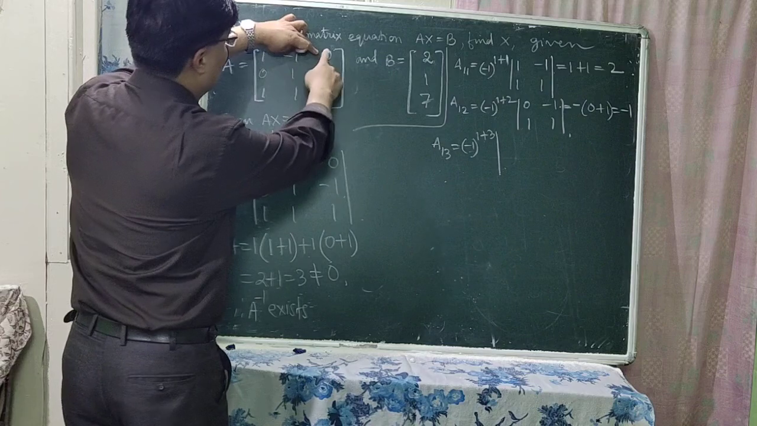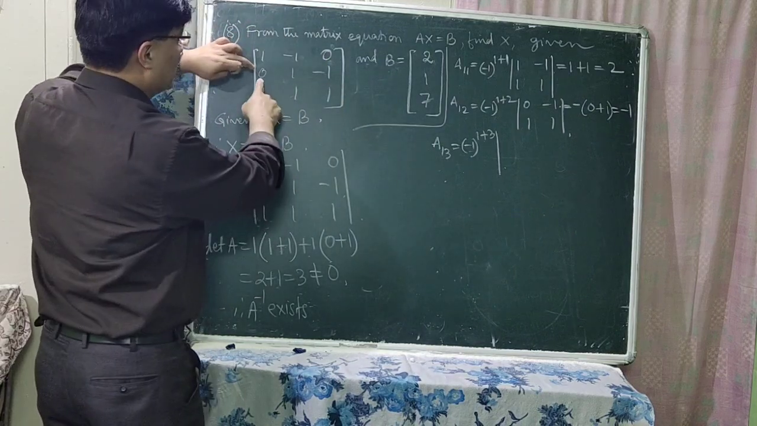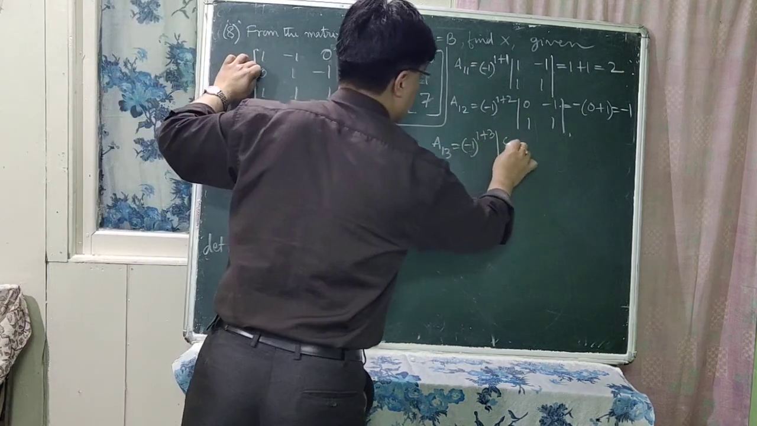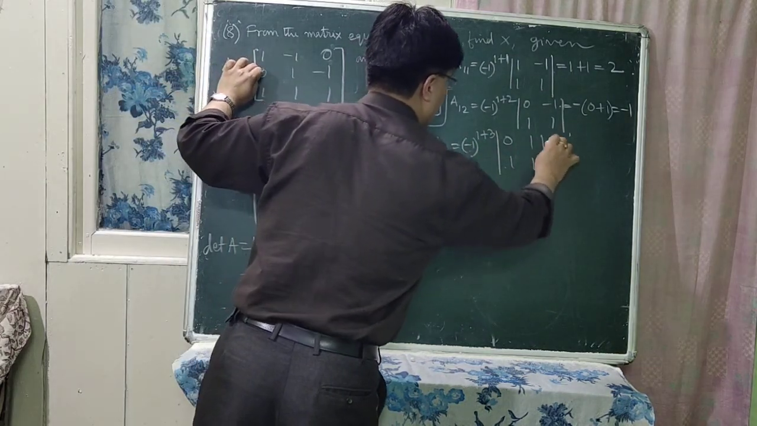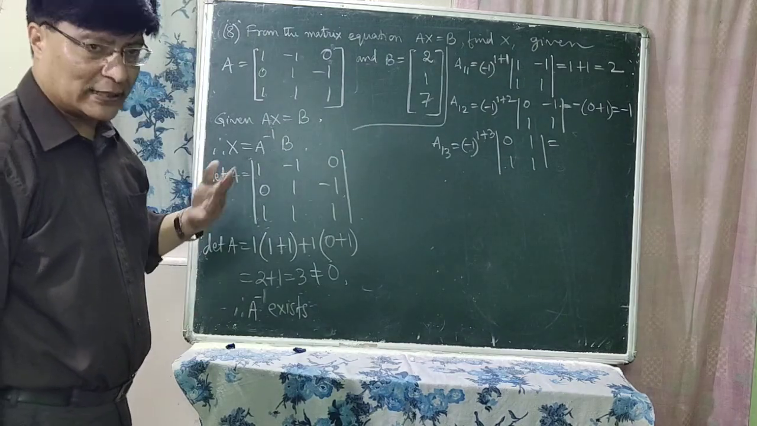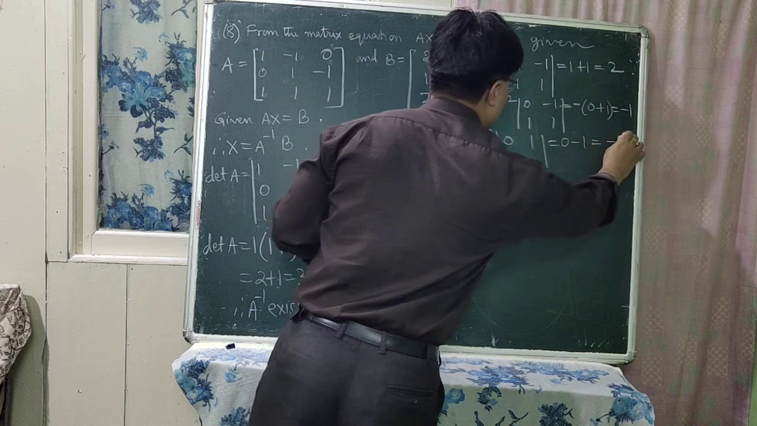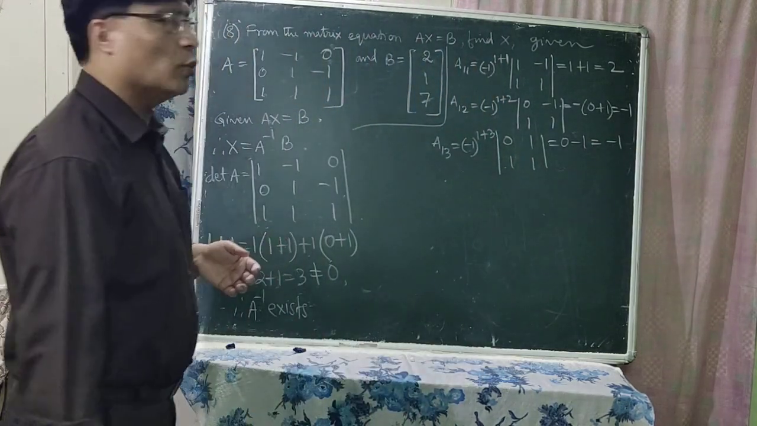Now delete the row and the column through the element 0. First row and third column are deleted. What remains? 0 1 1 1, which is equal to, so what is minus 1 whole to the power 4? That is plus. So it is 0 into 1 is 0, minus 1, which is equal to minus 1.